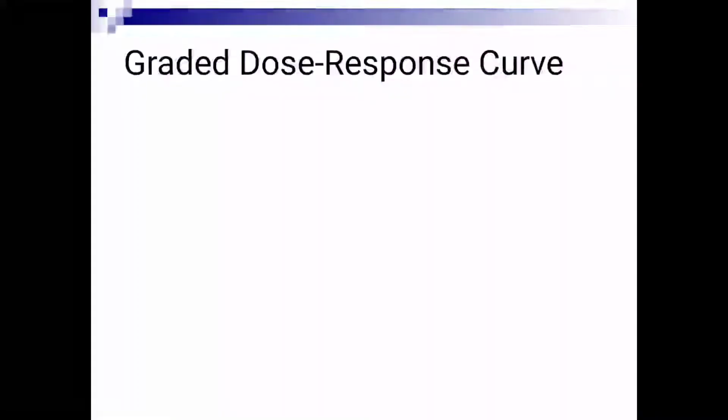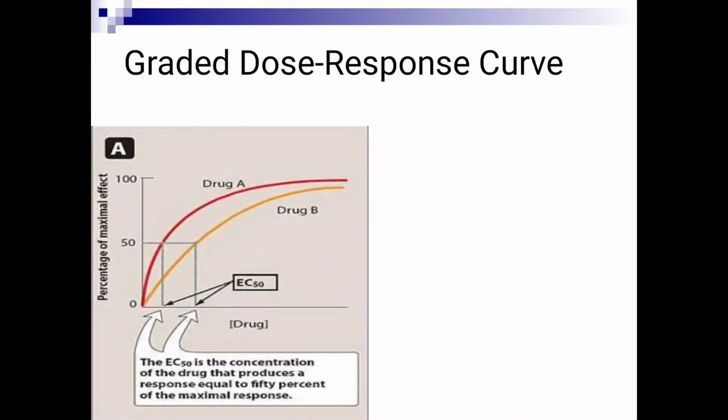So let's see the graded response curve first. Here you can see in the figure, on the x-axis there is the dose of the drug, and on the y-axis there is the percentage of maximal effect, meaning response. You can see drug A and drug B. Now what is EC50? Effective concentration 50 is the concentration of the drug that produces a response equal to 50% of the maximum response. It is called EC50.